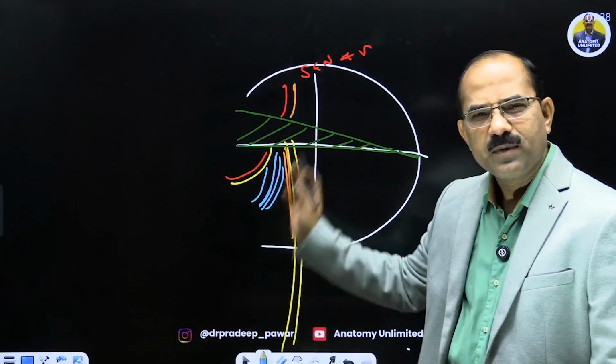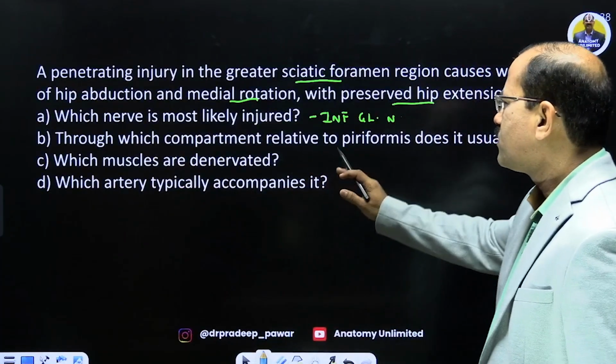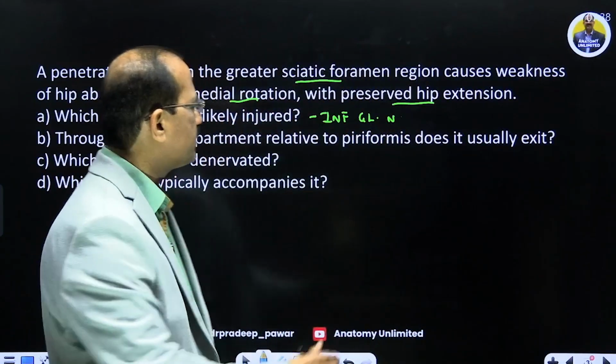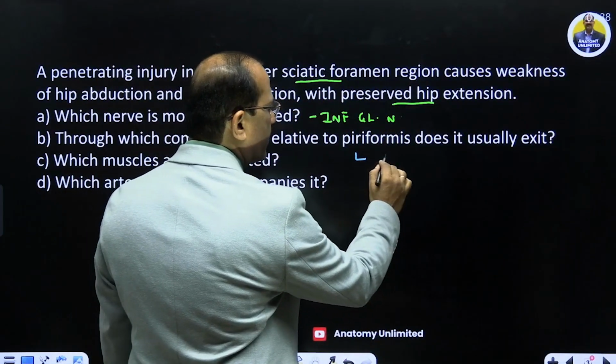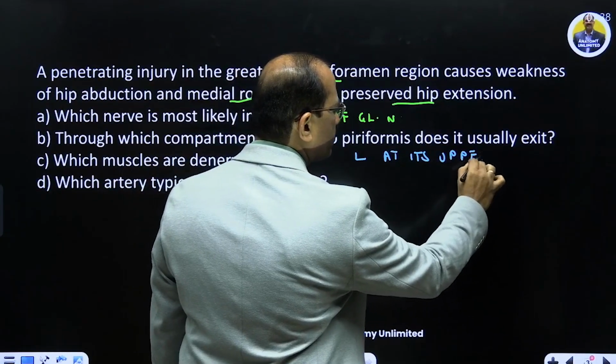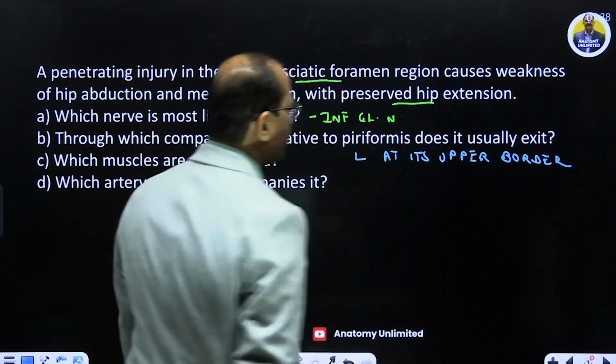Fine, children, is it making sense? Are you able to understand the gluteal region? Very important. So through which compartment relative to piriformis does it exit? What will you write? At its upper border. It emerges at the upper border of piriformis.